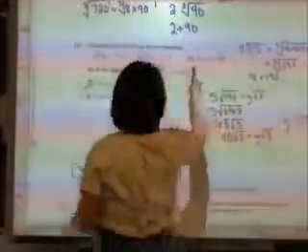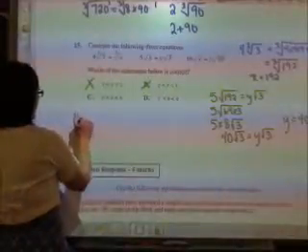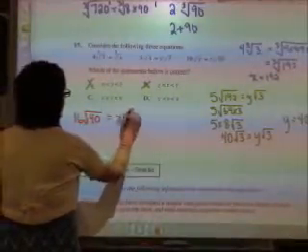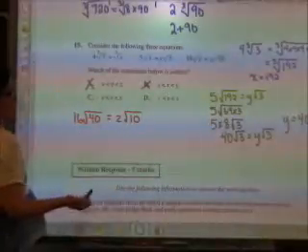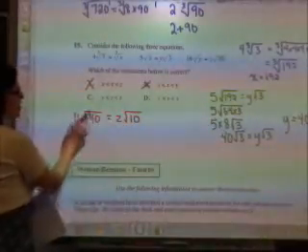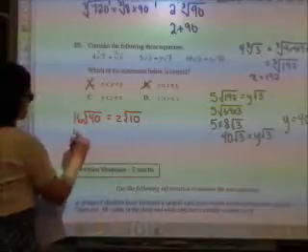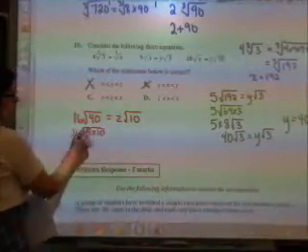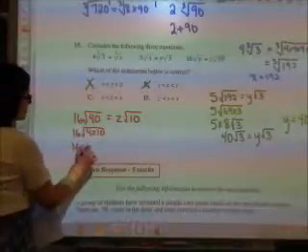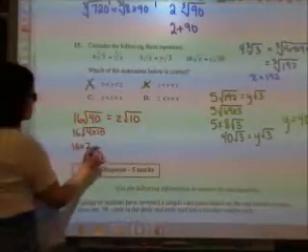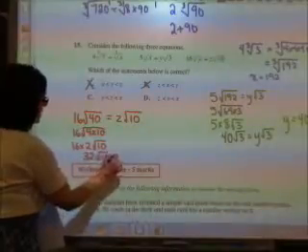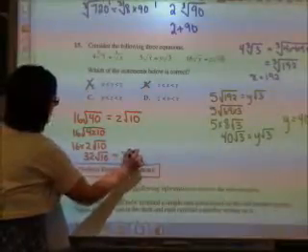Now if I look at this last one, I have 16 root 40 equals z root 10. This radical is smaller, so simplify this one. 16 is 4 times 10. The square root of 4 is 2. So now I have 32 root 10 equals z root 10.